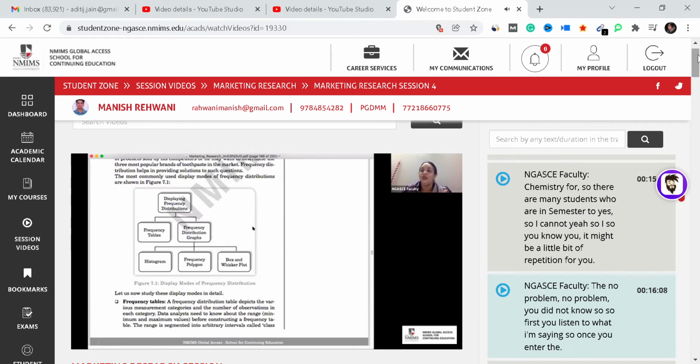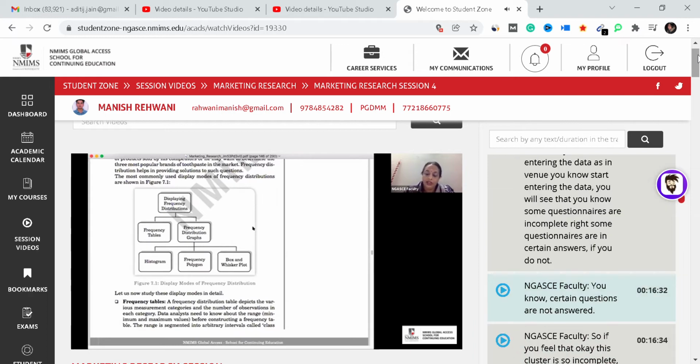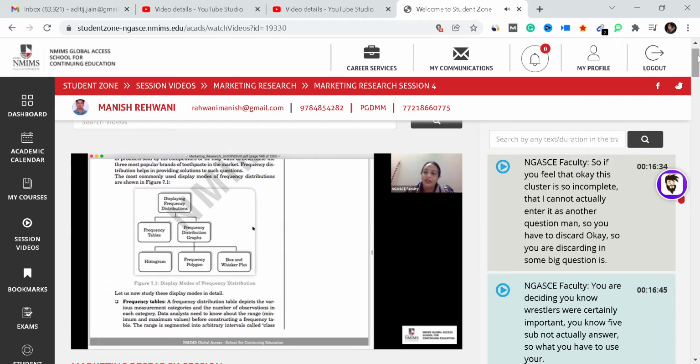Once you number the data, you start entering the data. As and when you start entering the data, you will see that some questionnaires are incomplete, right? In some questionnaires, certain questions are not answered. If you feel that this questionnaire is so incomplete that you cannot actually enter it, then you have to discard it. So you are discarding incomplete questionnaires, questionnaires where certain important parts are not answered.